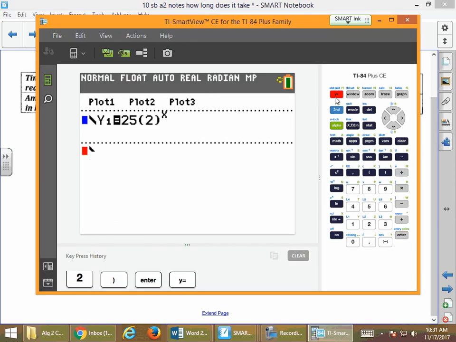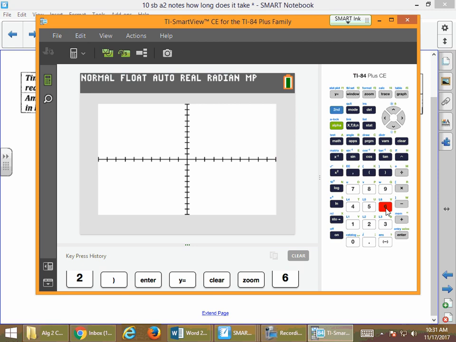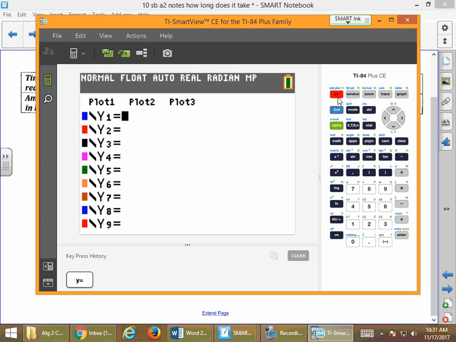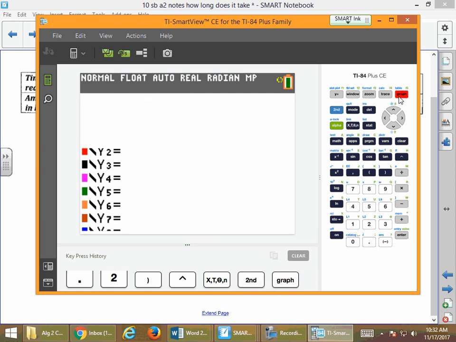We'll go to y equals, clear that out. By the way, if you are typing in with me, I'm going to go to Zoom 6, which puts it back in this 10 by 10 feature, because we're going to have to figure out our window again. But when we type it in, it's going to be y equals, again, 300 times 1 minus 0.2, close the parentheses, to the x, which is the button beside the alpha button. And we can look at our table, which is going to be second and graph.